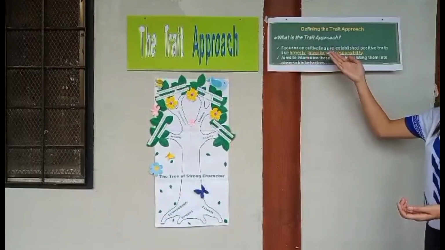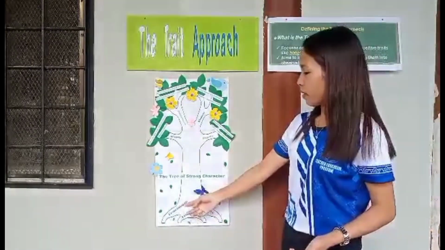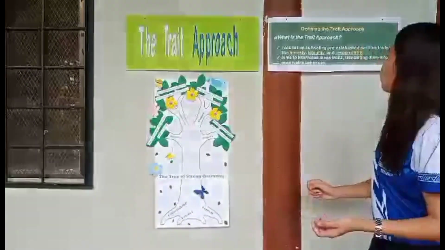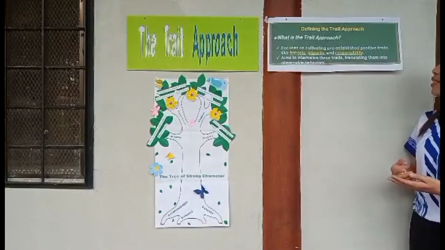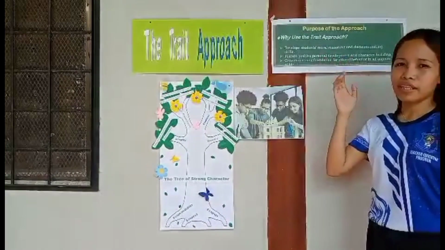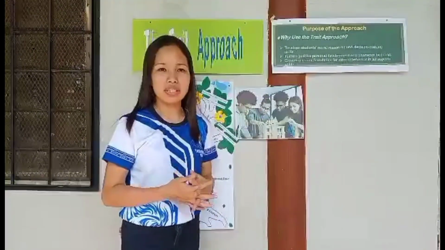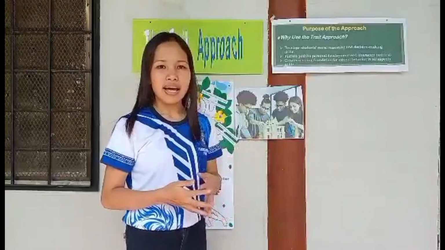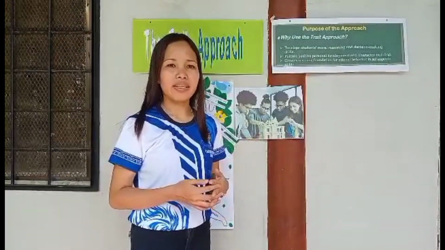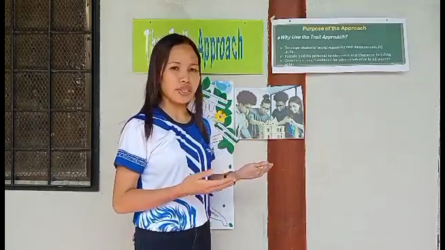The approach focuses on cultivating pre-established positive traits like honesty, responsibility, and respect. To internalize these traits, translating them into observable behaviors. Purpose of the trait approach. The trait approach caters to fostering a strong moral development in students. It equips them with the critical thinking skills necessary for sound moral reasoning and responsible decision making.